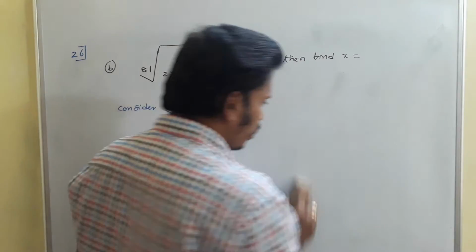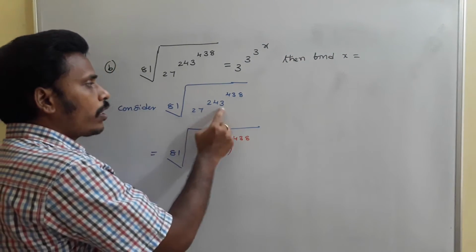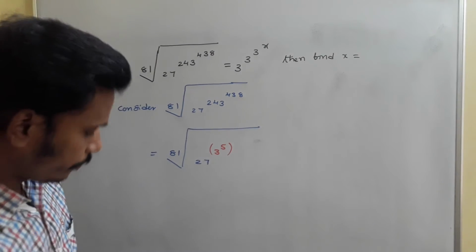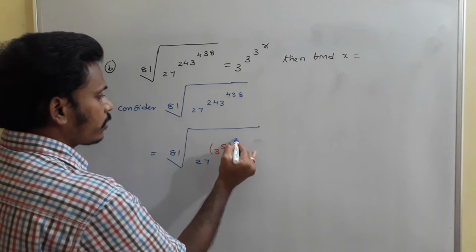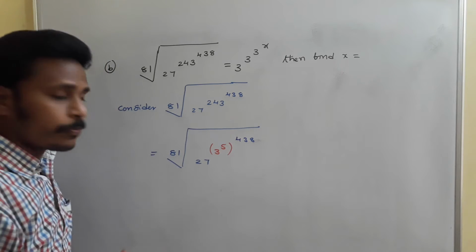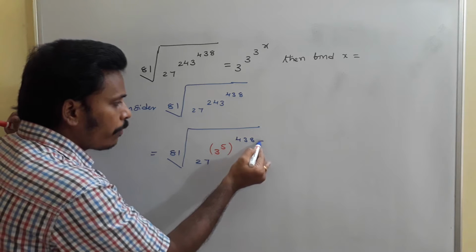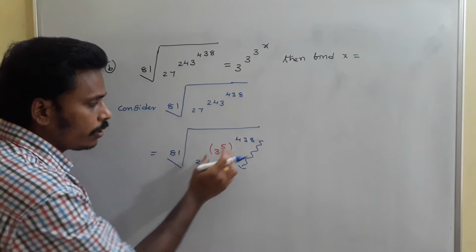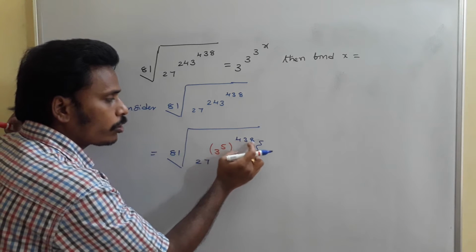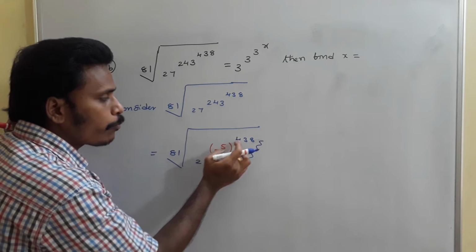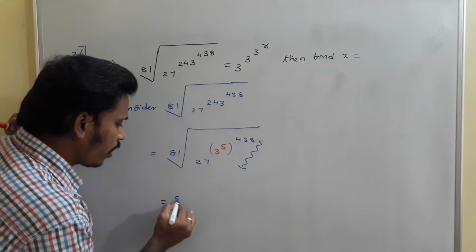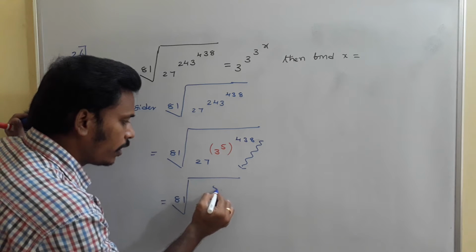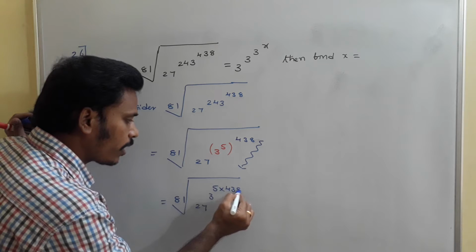Okay, now I will use these things. In that way this 243 is simply 3 power 5. I just write that 243 as 3 power 5. The remaining part is just as it is. And the next part is, as I mentioned, you need to simplify from the power to the base. When you think about this 3 power 5 to the power 438, it is of the form a power m to the power n. A power mn we need to write. So this is equal to the 81st root of 27 to the power 3 power 5 into 438.